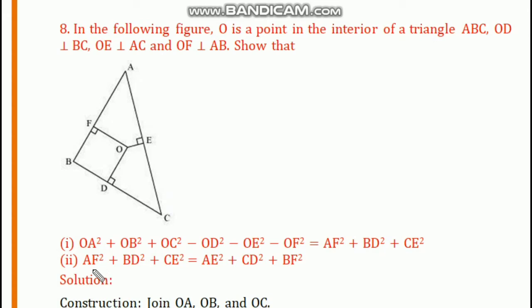And the second subdivision: AF² + BD² + CE² = AE² + CD² + BF². So here we need to prove that OA² + OB² + OC²... But here, is it possible to take OE, OF, OD? Here it is given OA², so for that we need to construct OA. Here we need to join OA, OB, OC.